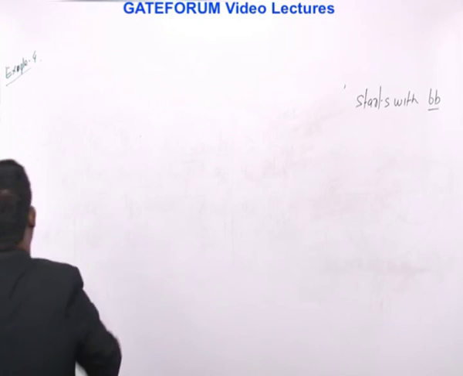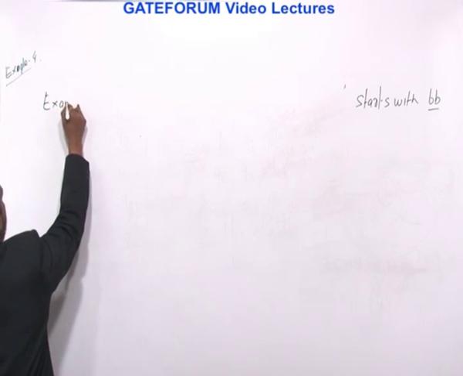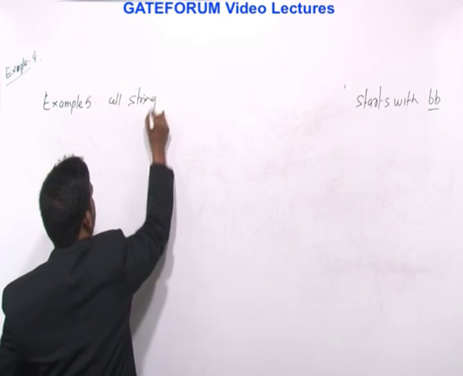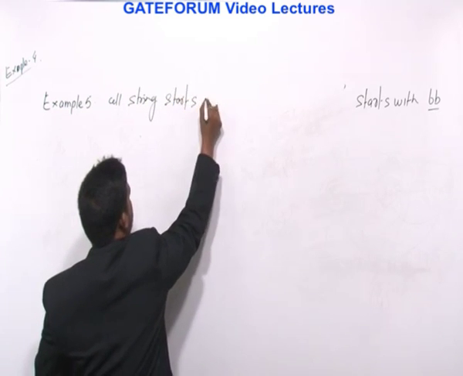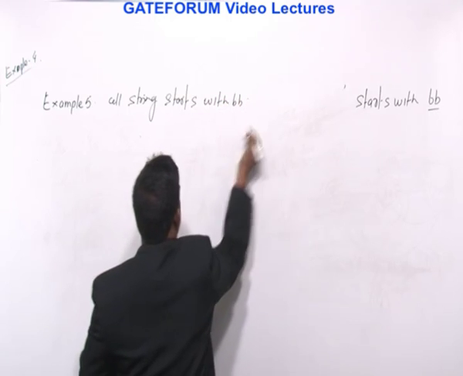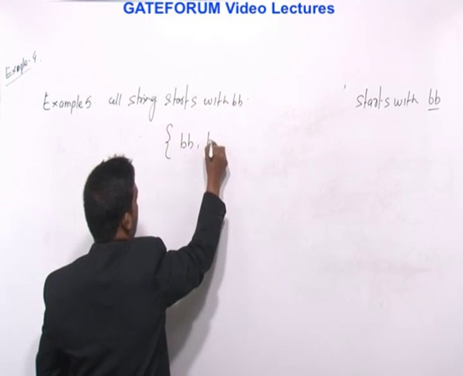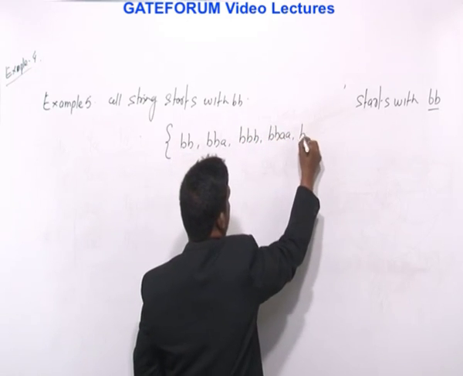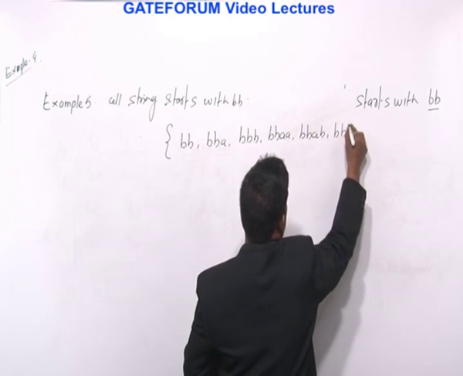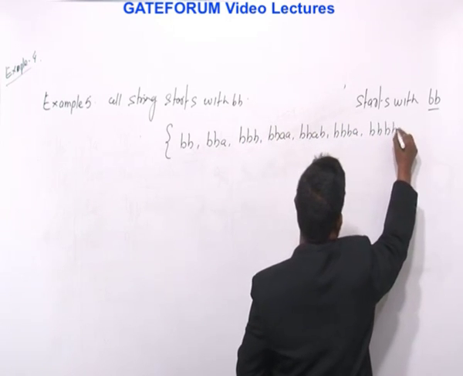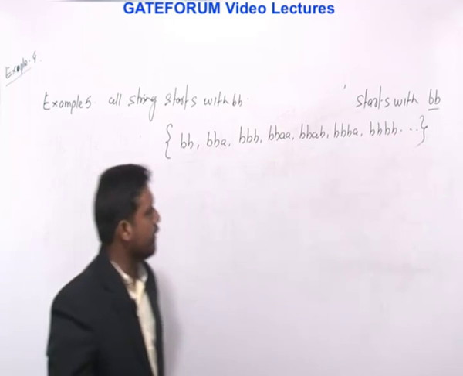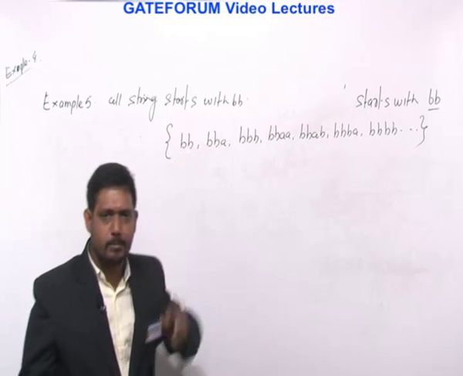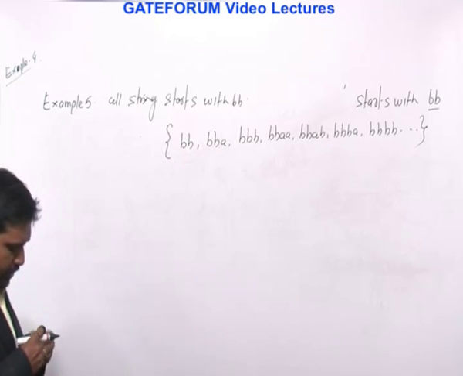This is example number 5. Starts with double B. A few strings that we can write: BB, BBA, BBB, BBAA, BBAB, BBBA, BBBB. So again, if you look at any string over here, you will not find the first two alphabets as other than B and B. So you will not find any other string than B and B.